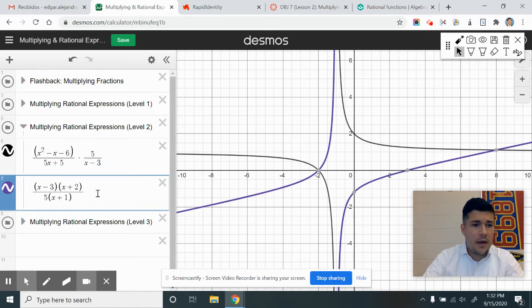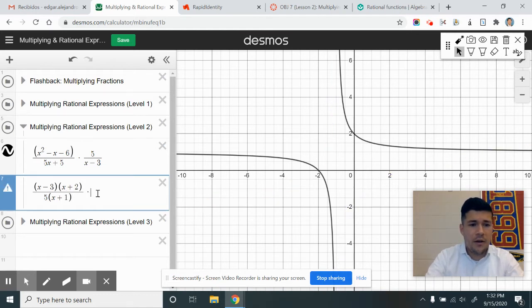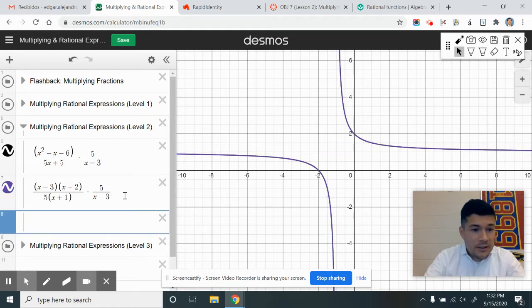And multiply that by 5 over x minus 3. Nothing is factorable about that one. And notice equivalent graphs, equivalent expressions. I love doing my work on Desmos. I heart Desmos. Okay, and does anything cancel out?